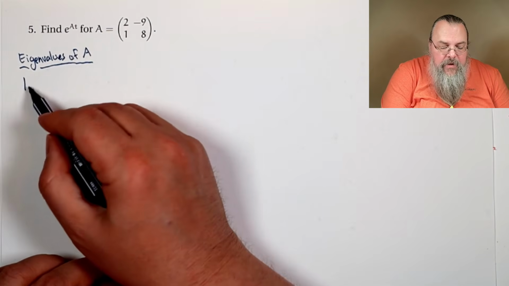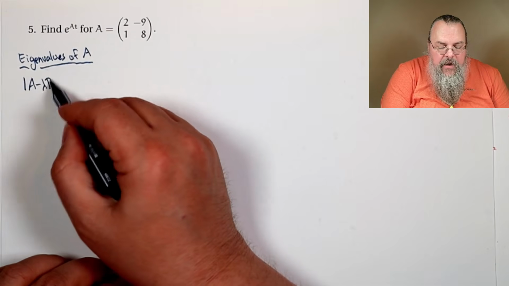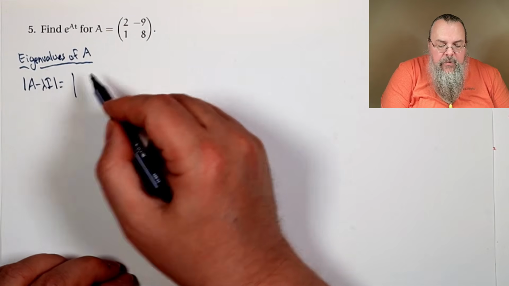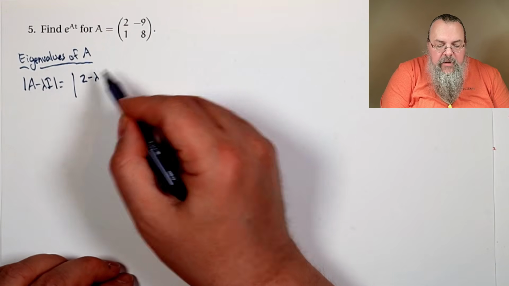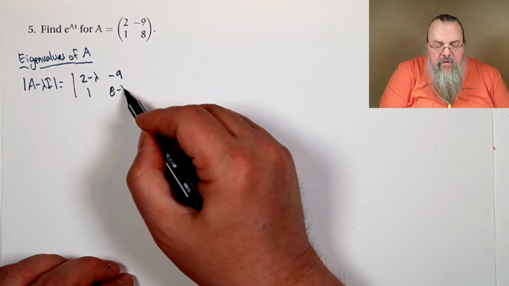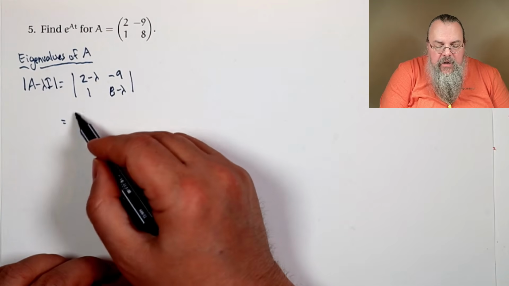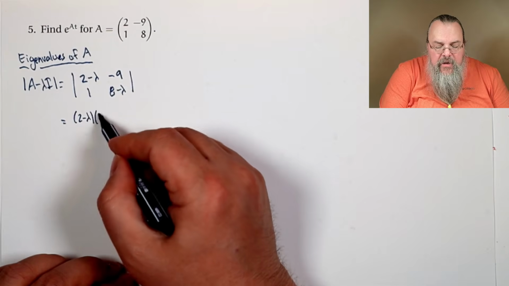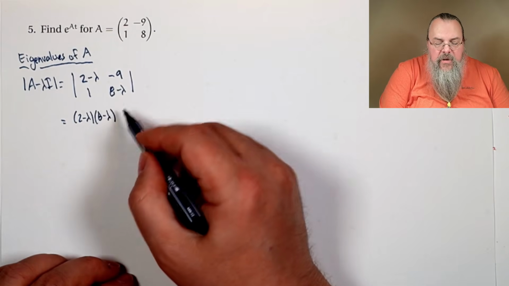Take the determinant of A minus lambda I. So we have our determinant, 2 minus lambda, minus 9, 1, 8 minus lambda. And all right, that's 2 minus lambda times 8 minus lambda.